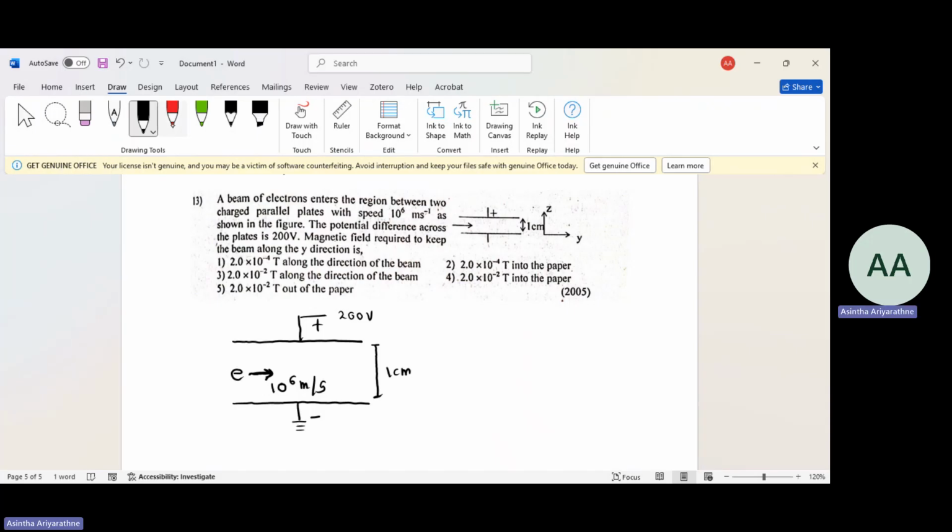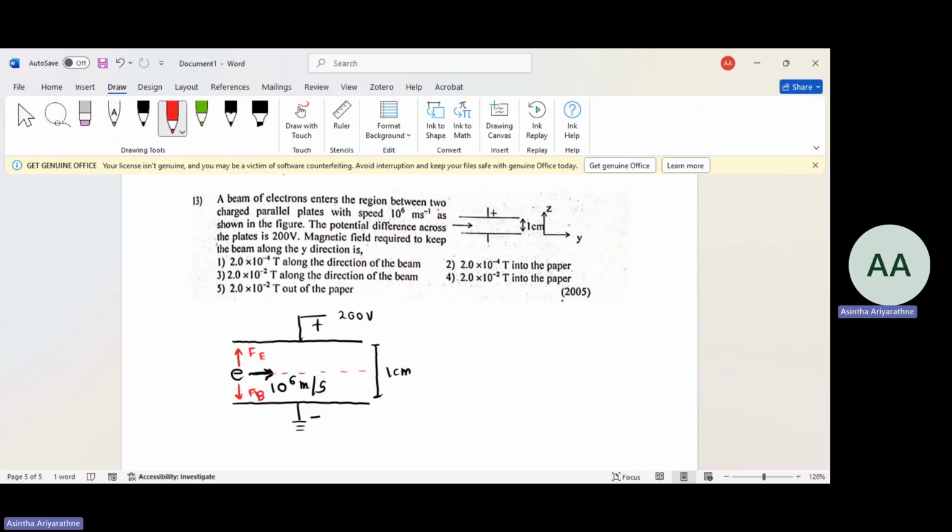So what is the direction of the force acting? That's this positive charge now. The direction of the electrostatic force is upward, right? To keep the beam along the y direction, the direction of the magnetic force should be down, and they should be equal. To keep the path of the electron in the y direction, there should be a magnetic force to compensate for the electrostatic force.